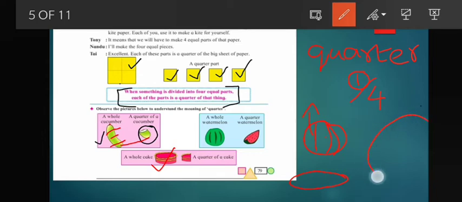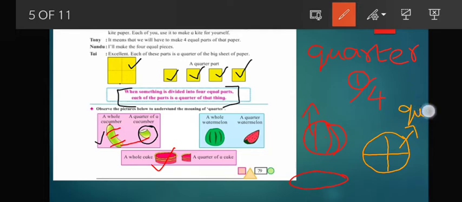For example, this is the whole cake. Now I divide or I cut into 4 parts, and I'm just giving one part. So that one part is called a quarter part. It's called a quarter part. Understood?